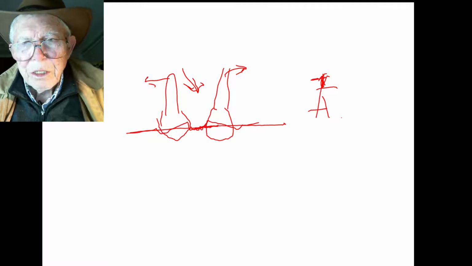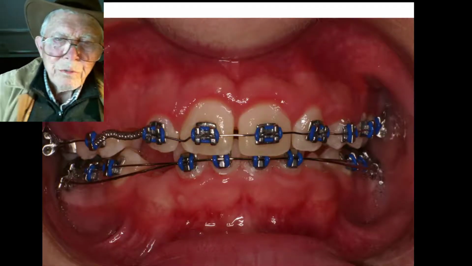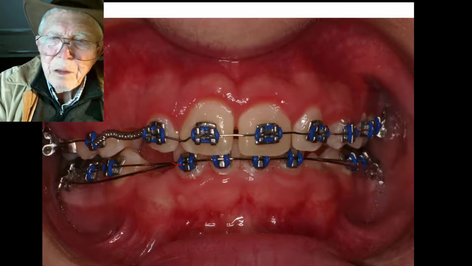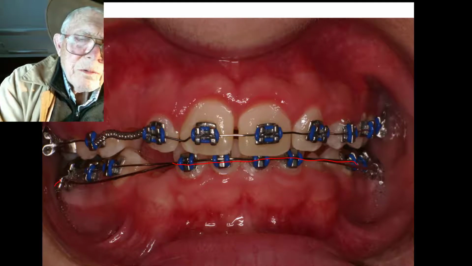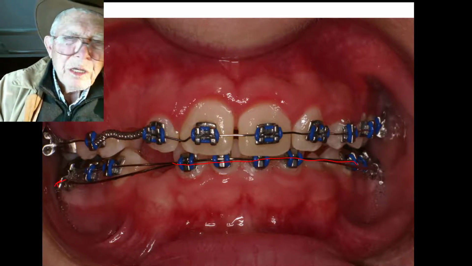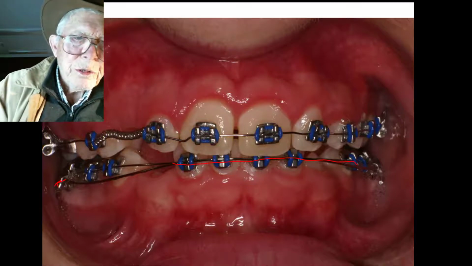Now let's see that in action over here. And also we've got a deep bite. So we've fixed this with an intruding arch, which you should go back and study, some of those deals on intruding arches.